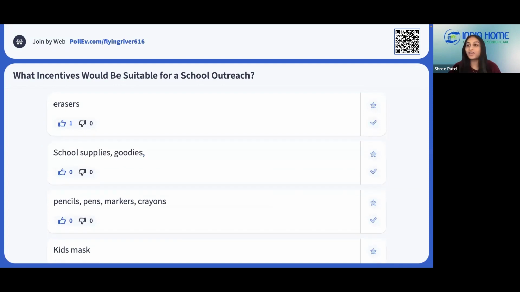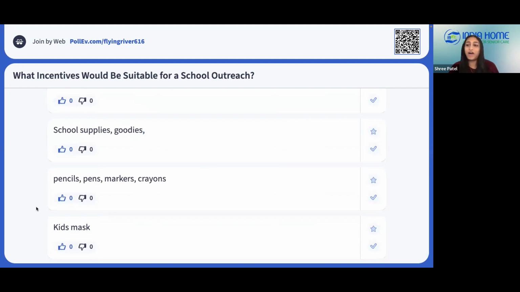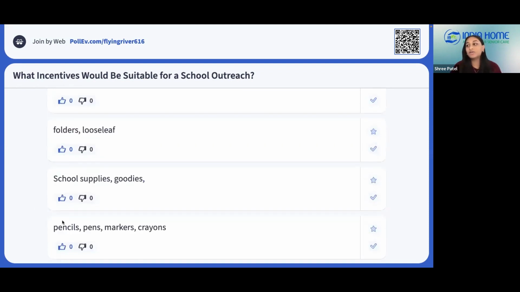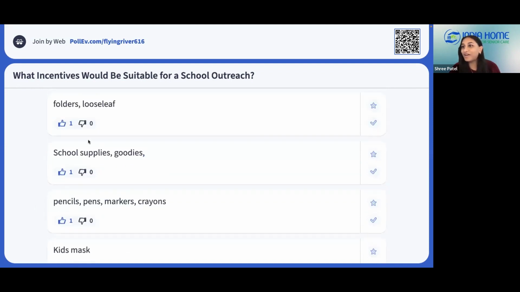Kids masks, yeah, that's a great option. A lot of families find it very difficult to find specially sized kids masks in regular stores like CVS and things like that, so it would be great to provide that information. Up here we have folders, loose leaf, school supplies, goodies. Yes, children love being attracted to the toys, the erasers, the markers, pencils as well.